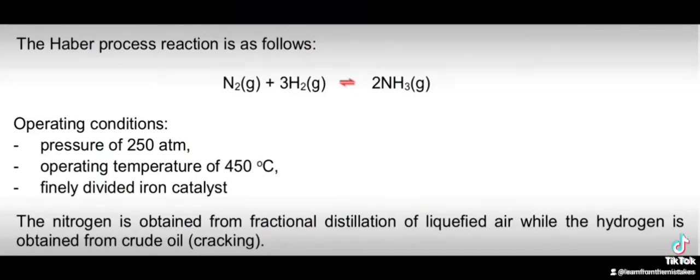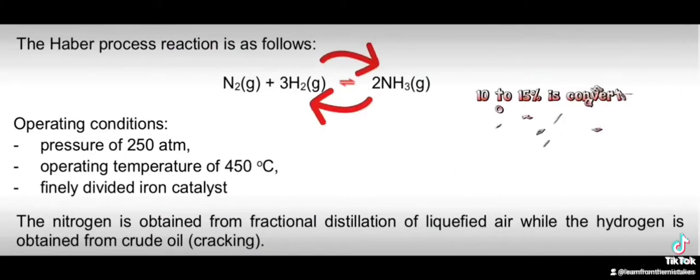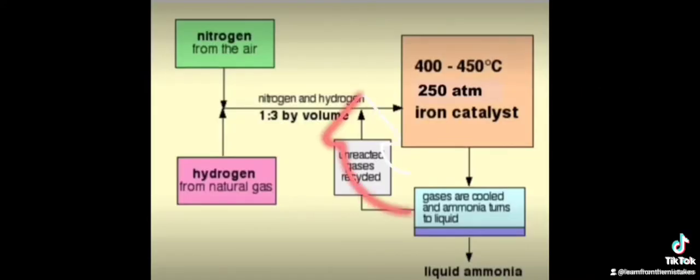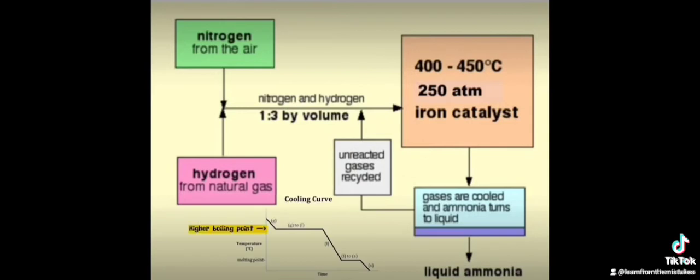It is a reversible process whereby only about 10 to 15% of the reactants are converted into ammonia each time. The unreacted gases are recycled back to the reactant vessels. While ammonia, which has a higher boiling point, cools down and condenses first to form liquid.